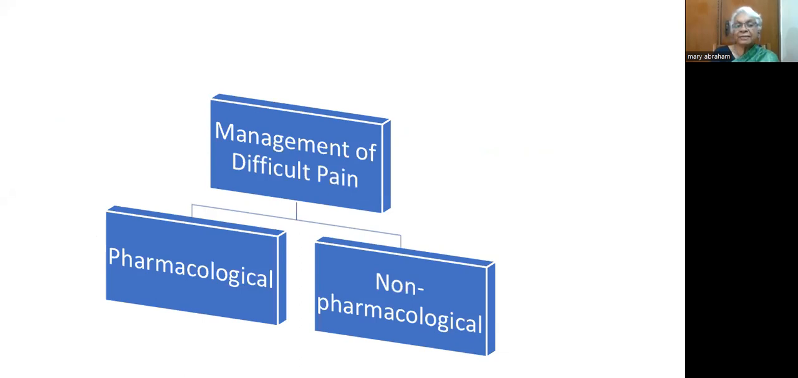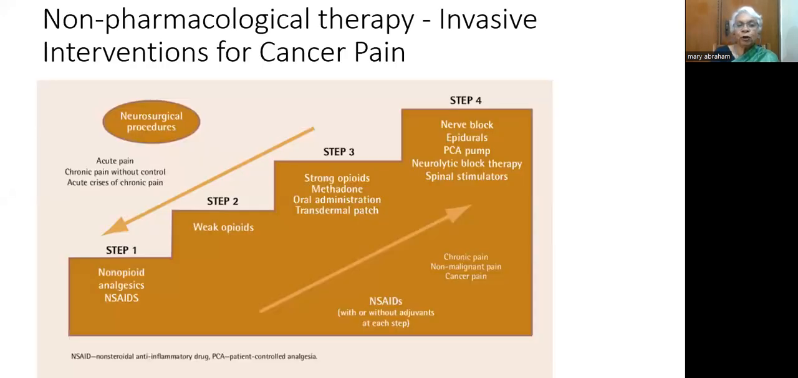Next, please. So having discussed the pharmacological options, we come to the non-pharmacological options for difficult pain. Next, please. So the first one I will talk about is the invasive interventions for cancer pain. They include nerve blocks, epidurals, patient-controlled analgesia, neurolytic blocks, intrathecal pumps or spinal cord stimulation. So they are reserved for those patients with intractable pain who are not responding to the step 3 drugs.